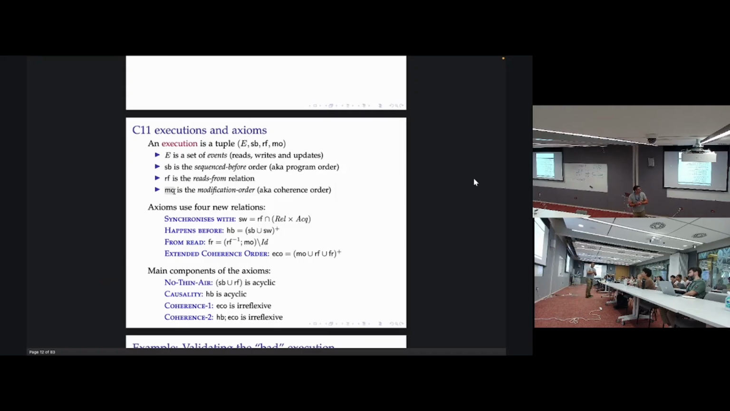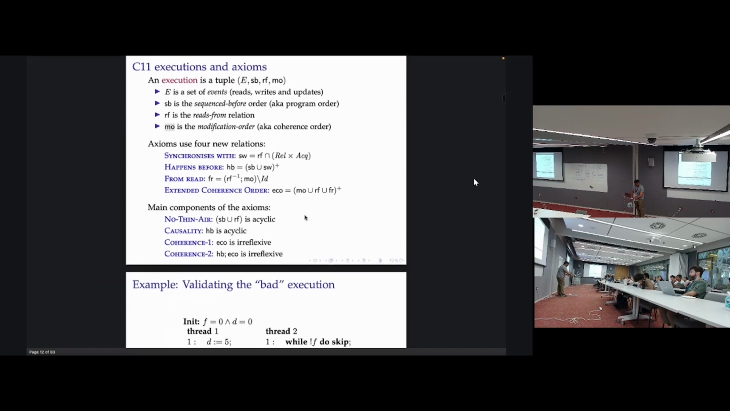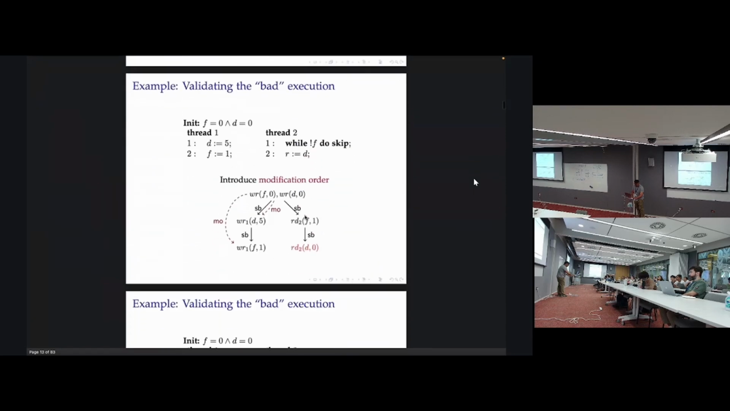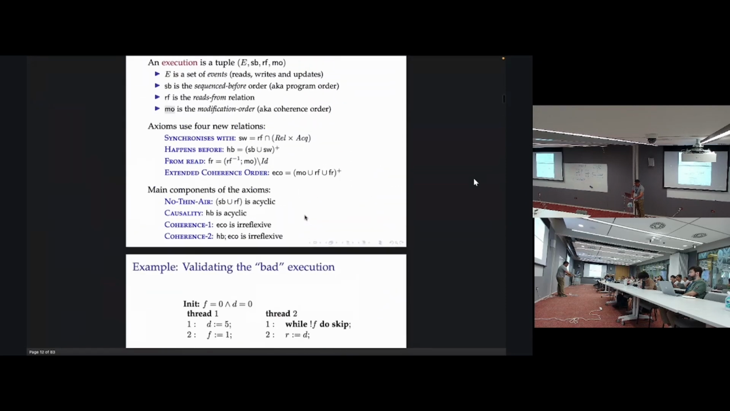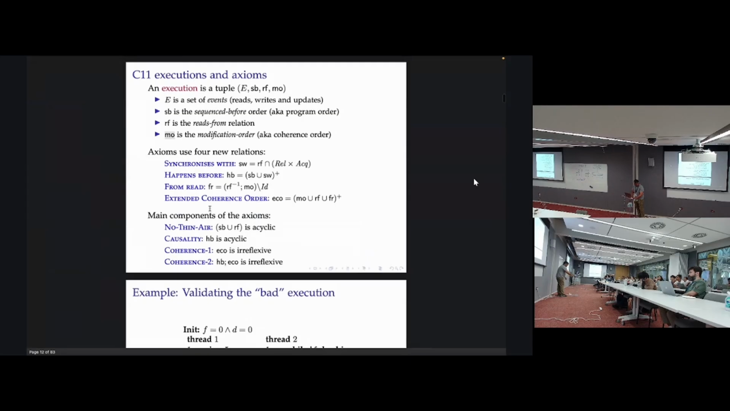Okay. And then you have a bunch of axioms that tell you about different parts of the memory model. So this is getting kind of complicated. But maybe I'll jump ahead. Essentially, what you're looking for is validity of these relations that you've got.